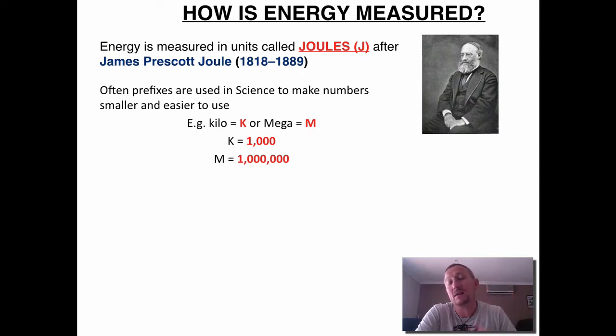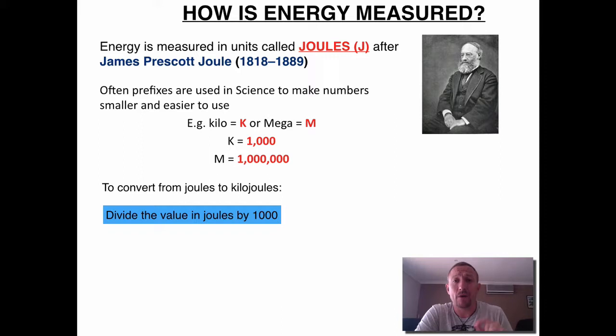So let's start simply by looking at how we convert, in this case, from joules to kilojoules. Remember, it's the kilo which is important. Now remember, kilo means 1,000. So it's very, very simple. You just follow this rule. Find the value that you've got in joules and basically divide it by 1,000, and that will give you the answer in kilojoules. So let's look at an example.